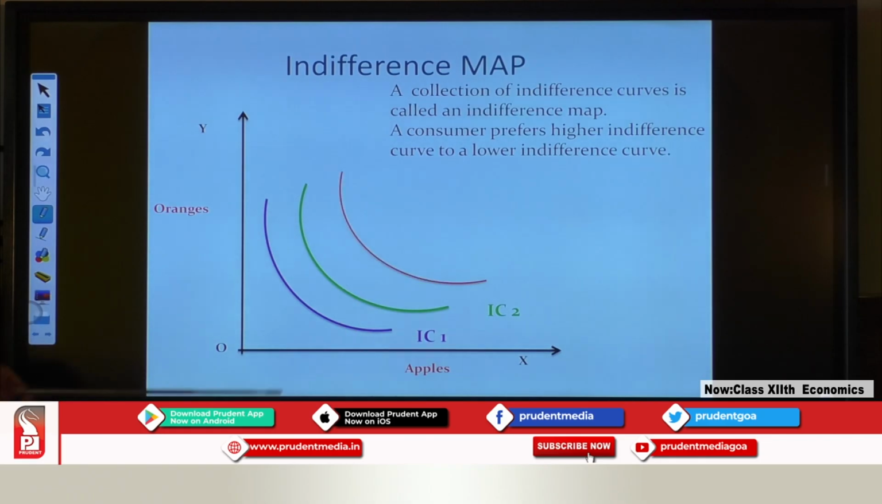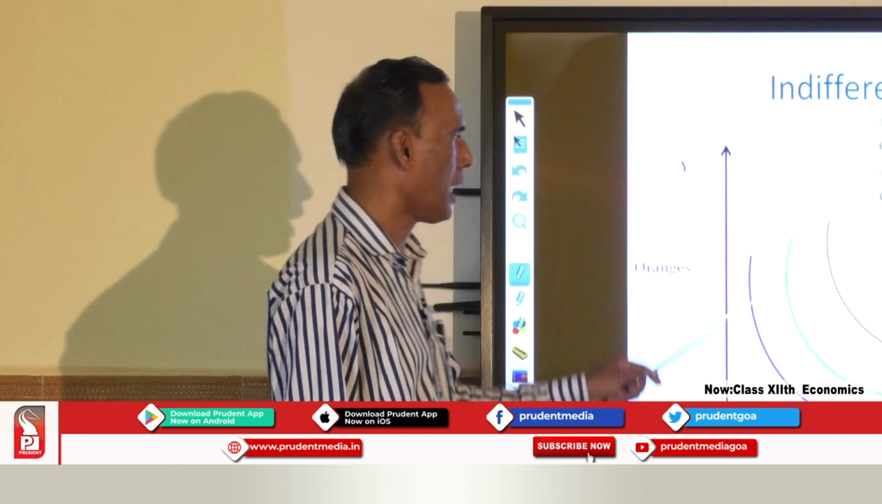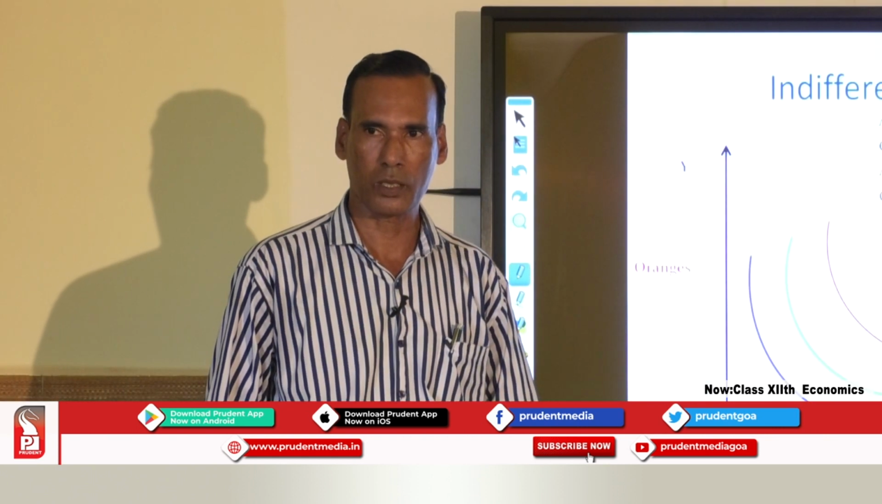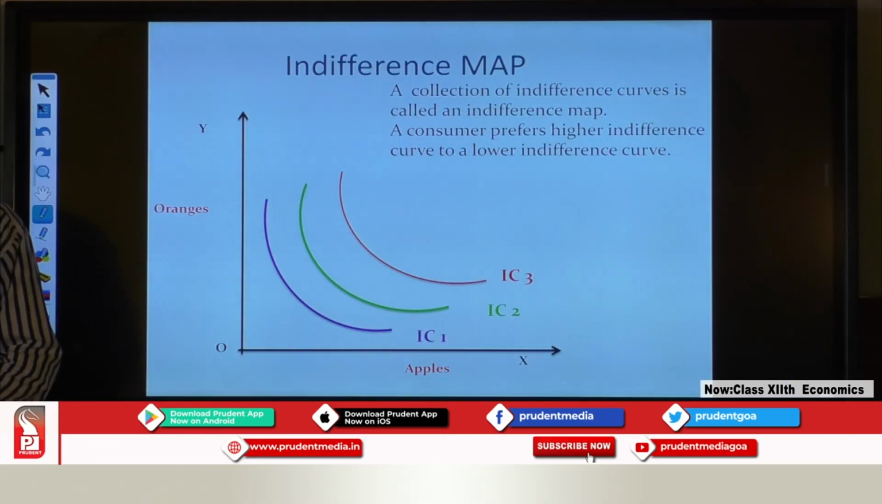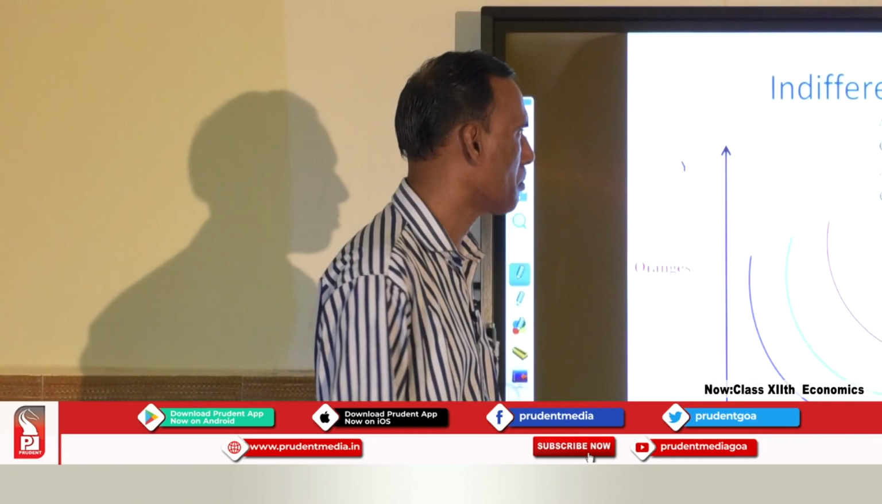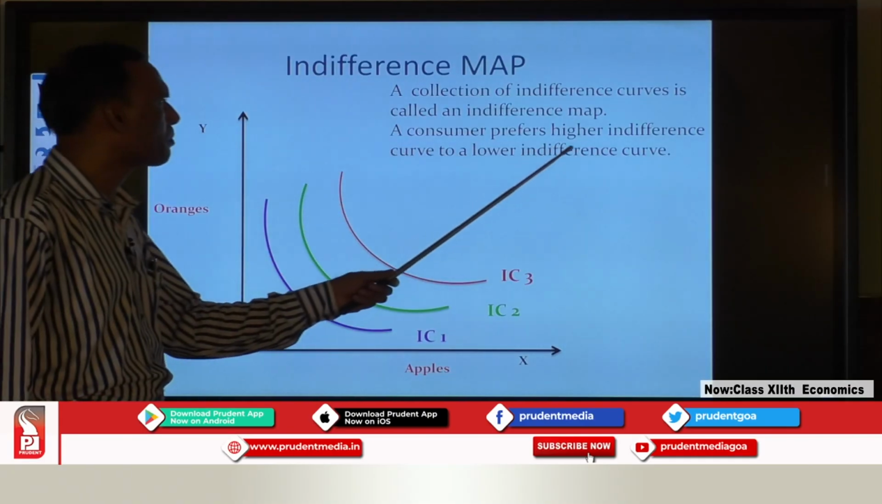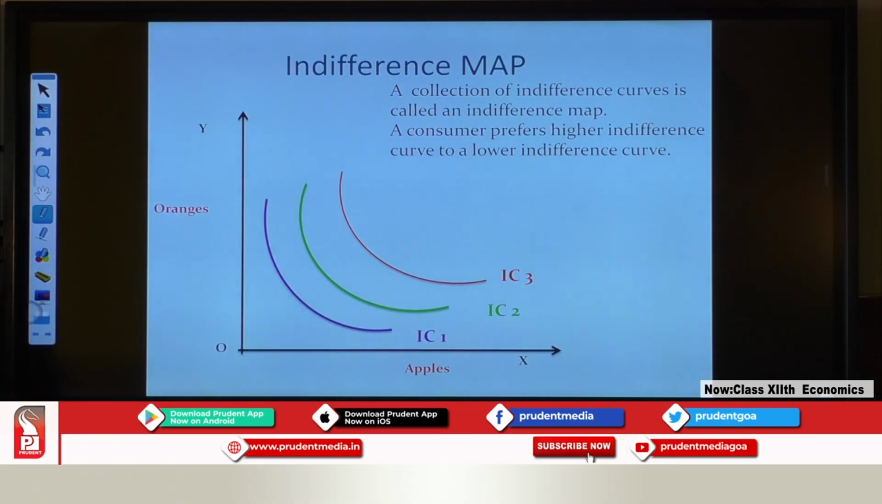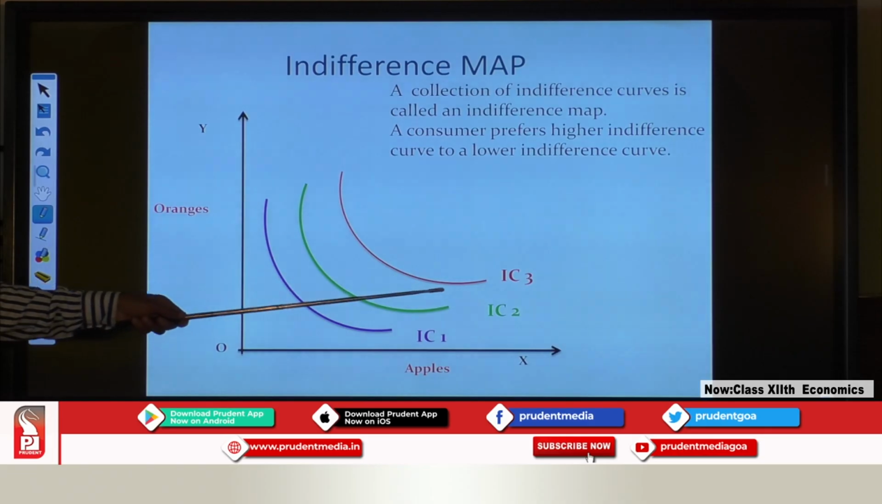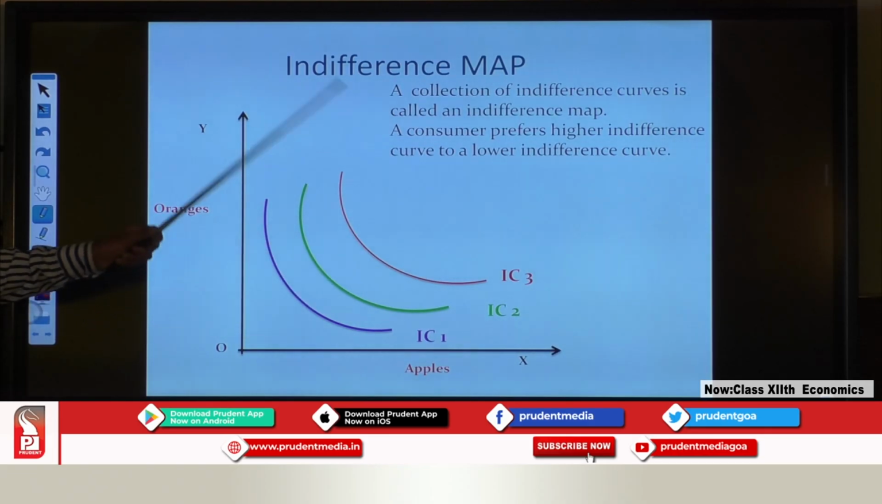Let us take another indifference curve, IC3. Now, IC3 will give more satisfaction to the consumer as compared to IC2 and IC1. Clear? So, in short, a family of indifference curves is called an indifference map. A consumer prefers a higher indifference curve to a lower indifference curve. So, naturally, in this diagram, the consumer will prefer IC3.